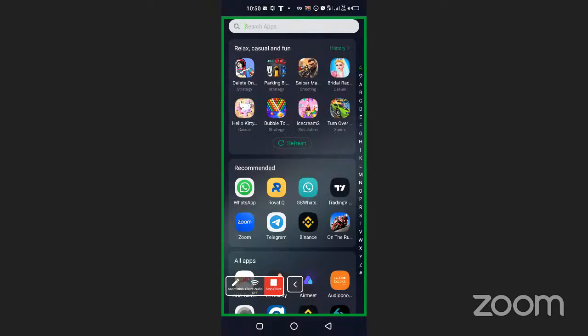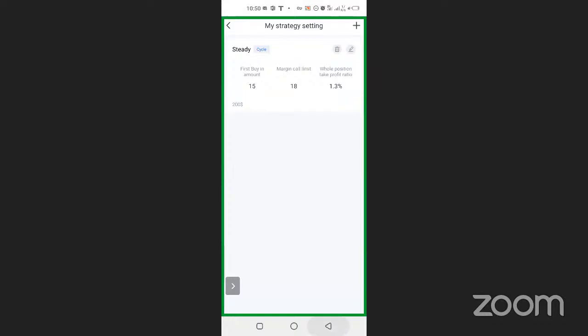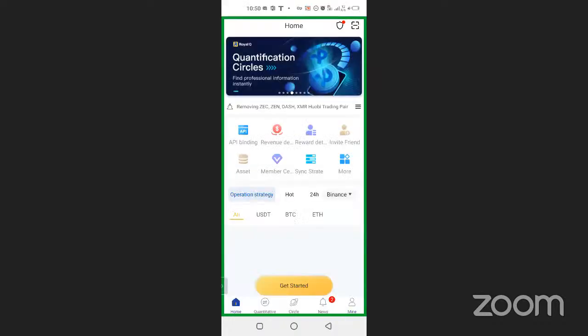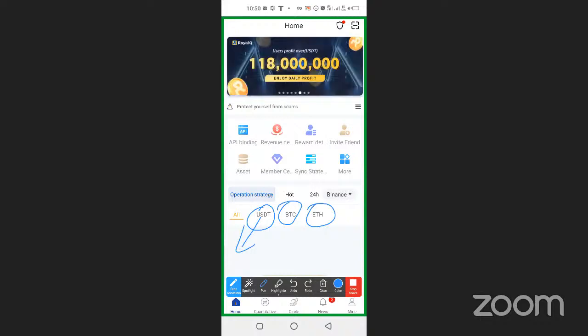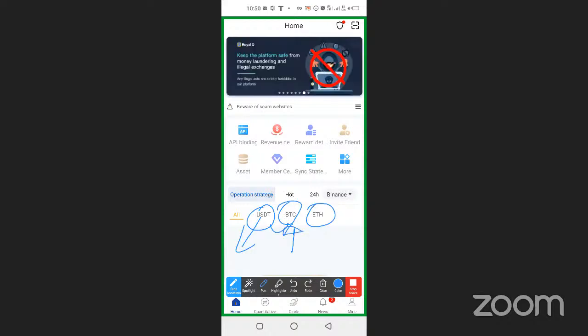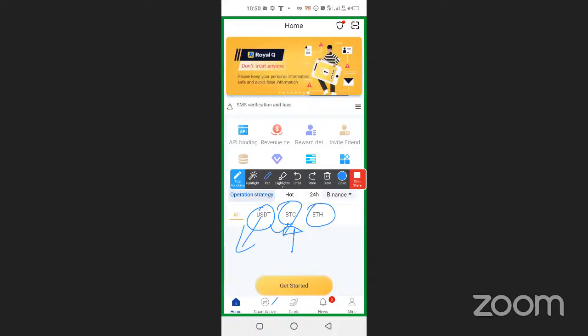You are just going to come here on your screen, all right? Just look at this, in your Royalq. You see we have USDT, we have BTC, we have Ethereum. Now at first you had deposited USDT. Now the robot sold your USDT and it got for you what? Bitcoin. Now what are you going to do? When you open on BTC here, you can see your Bitcoins written down here.